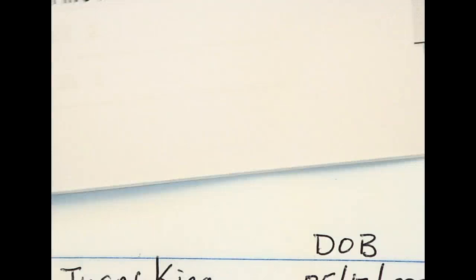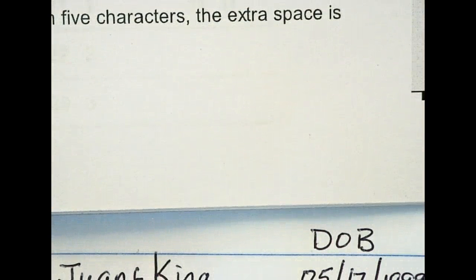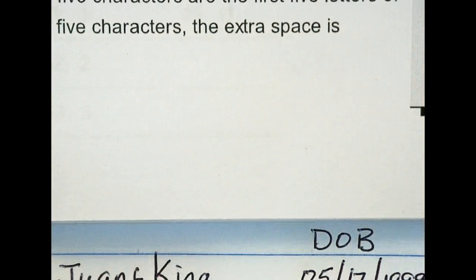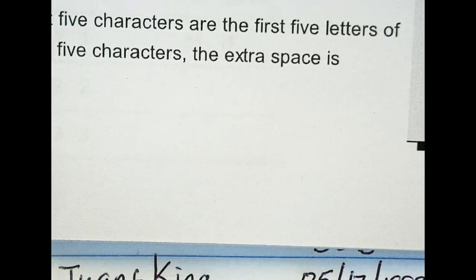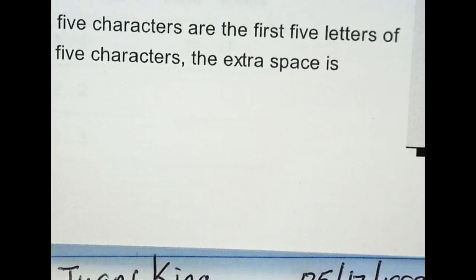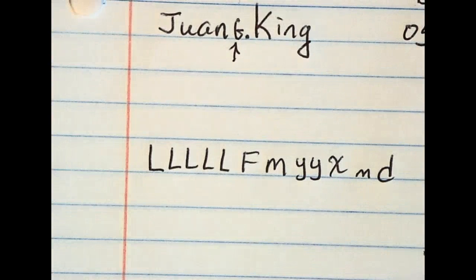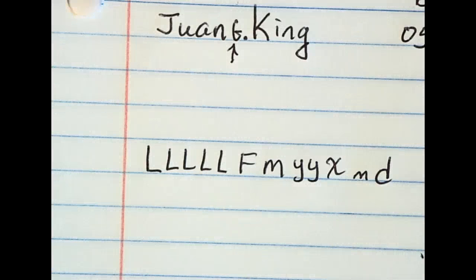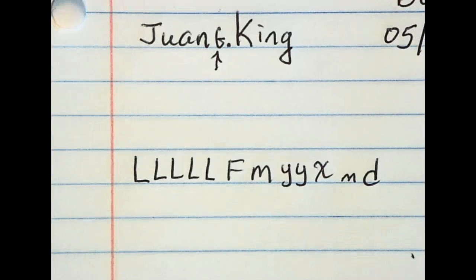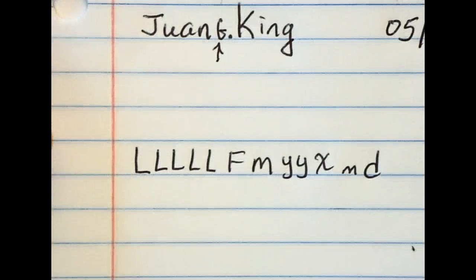Okay? So, for Juan, if we're using this, let me just write it out here. So L, L, L, L, L, F, M, Y, Y, X, M, D. That is the pattern. That's the pattern deciphered. Okay, so to find out your number, let's figure out Juan's. We'll apply it to Juan's, and you can apply it to yours as we go if you want.